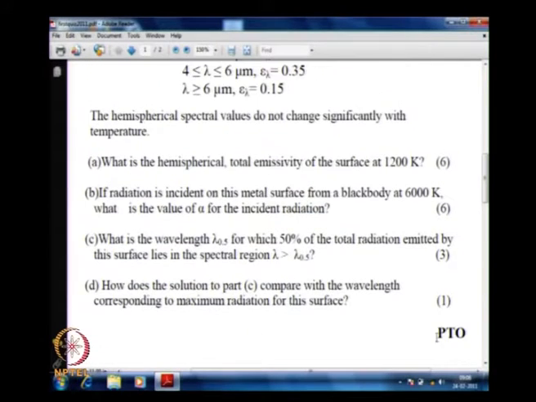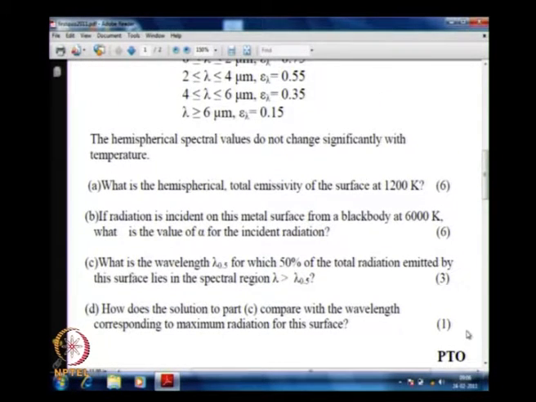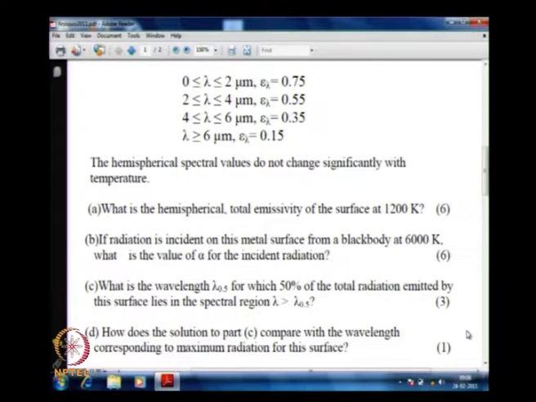So Part C of the question is, what is the wavelength for which 50% of the total radiation emitted by this surface lies in the spectral region lambda greater than lambda 0.5?